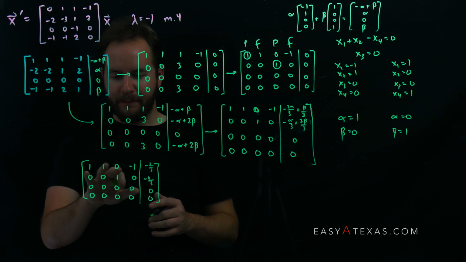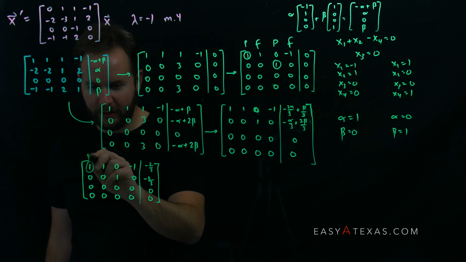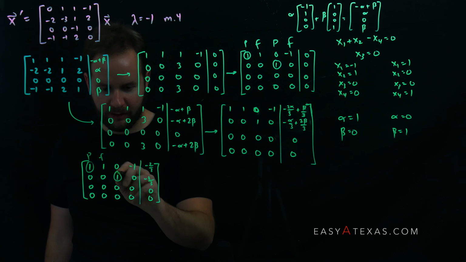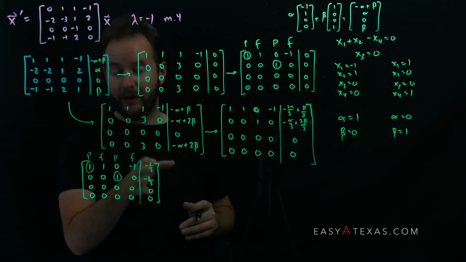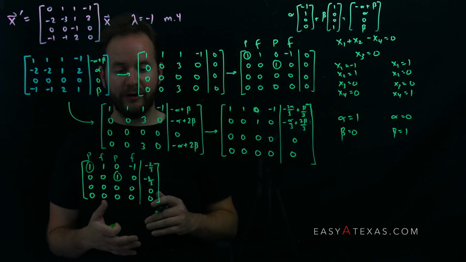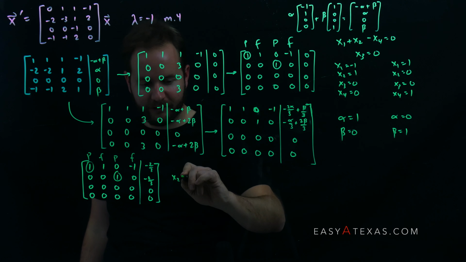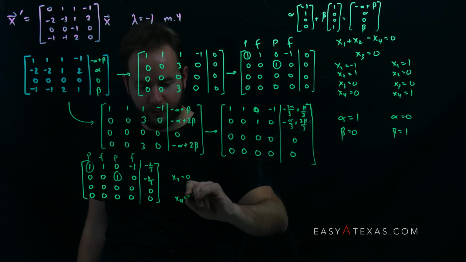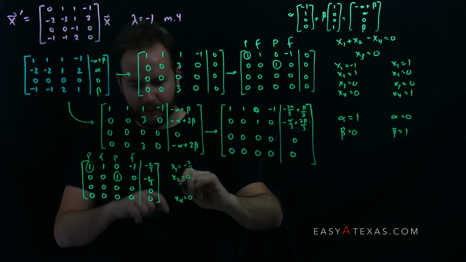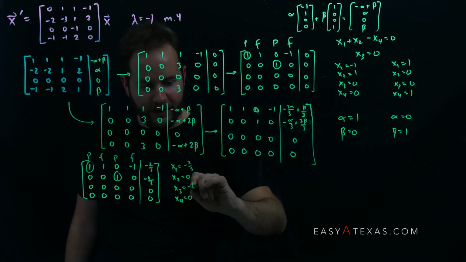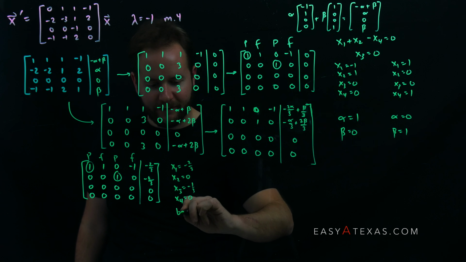Now I want to go ahead and find my pivot columns and my free variables. This is a pivot column, this is a free variable, this is a pivot column, and this is a free variable. Again, because I have a non-homogeneous system here, with non-zeros on the right-hand side, I can let my free variables equal 0. I'm going to say x2 equals 0 and x4 equals 0. And then x1 is going to equal negative 2/3, while x3 equals negative 1/3. This is the baby eigenvector.